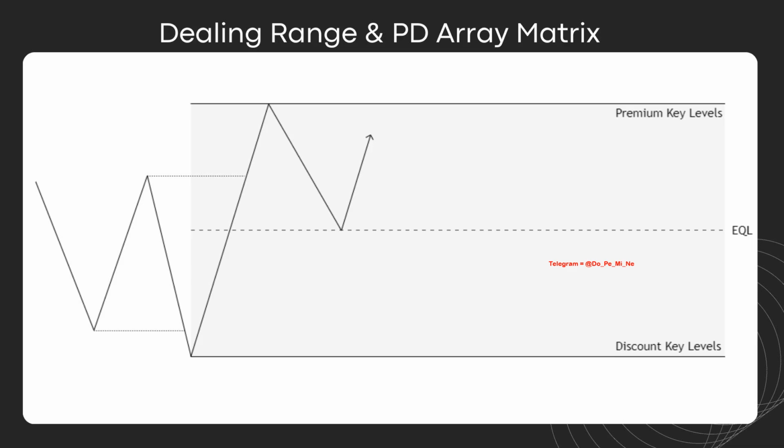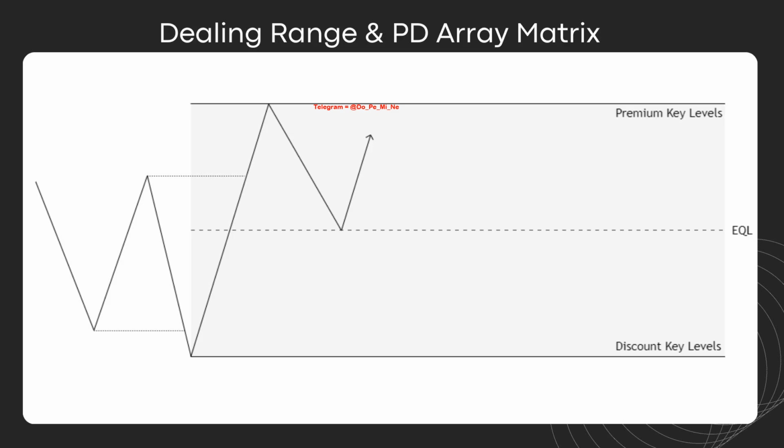In order to clear that confusion and be more familiar with the market dynamics, we're going to use this dealing range and PD array matrix, and divide this range into two halves, discount and premium, which also means that the key levels have now been classified into two groups. So we've got the discount key levels, meaning the key levels that are in the discount region, and then the premium key levels, which are in the upper half of this dealing range.